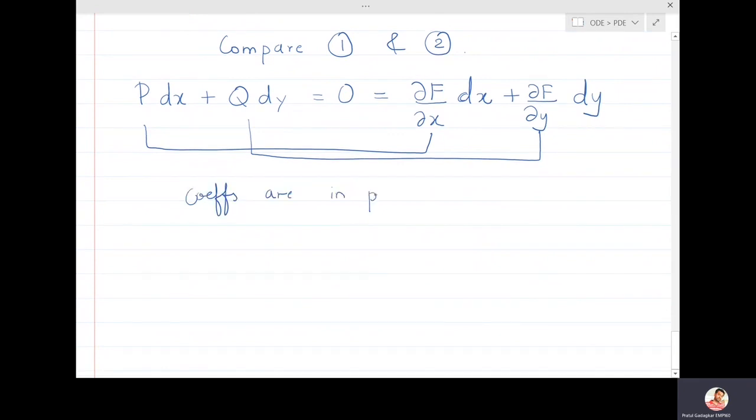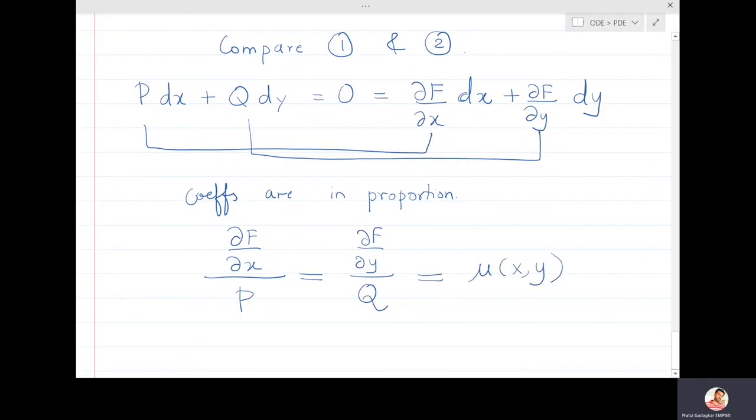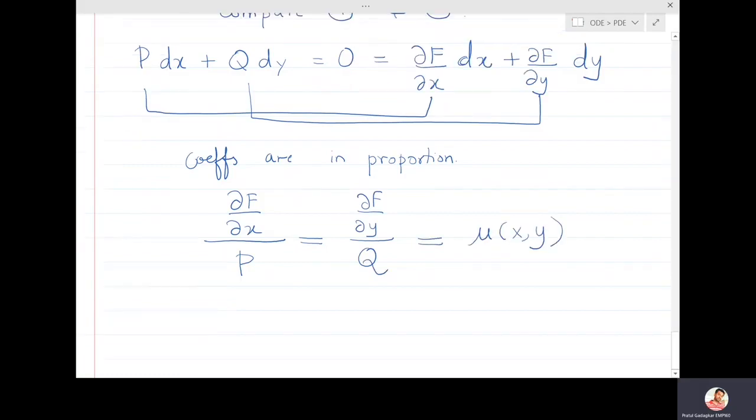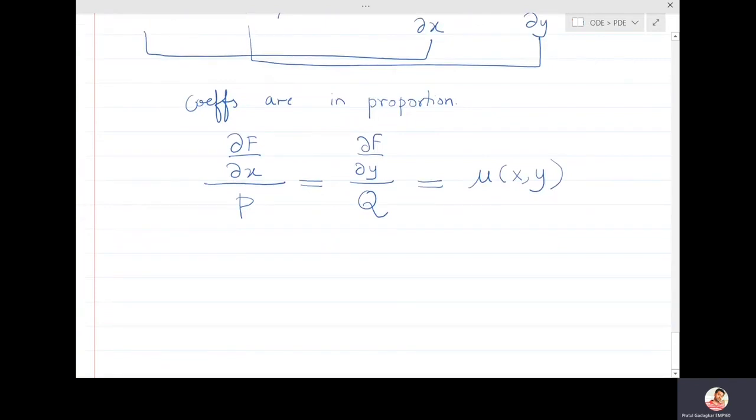So I can certainly say that ∂f/∂x upon P must be equal to ∂f/∂y upon Q, and this is some function which again depends on x, y. Because they are in proportion, the ratios must be equal, and that function will come out to be some function mu. Now I will claim that this mu itself is the integrating factor.